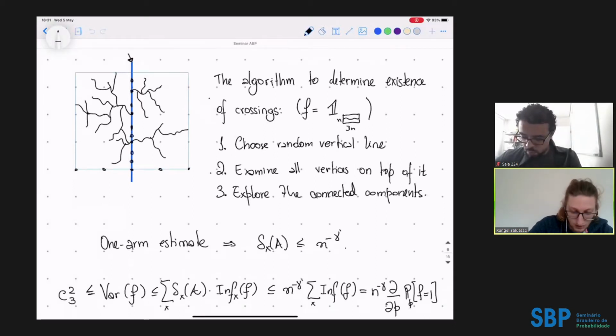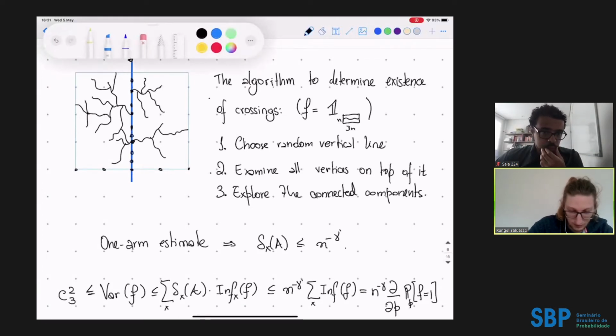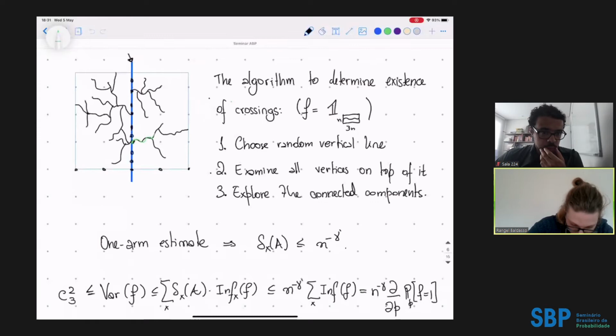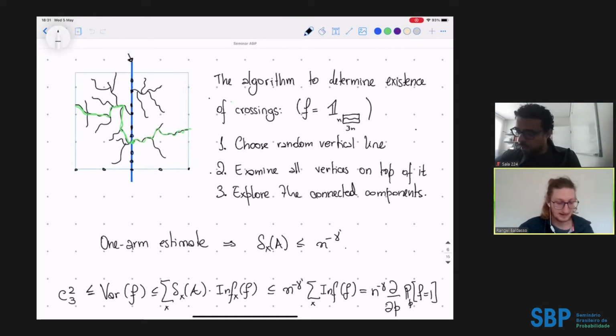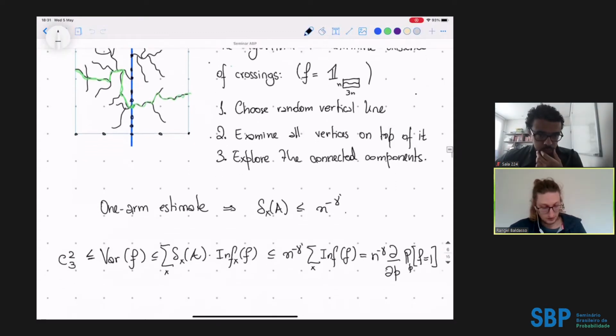In particular, if you have a crossing here, then you're going to explore it for sure, because at some point all these open sites are going to be explored, and you can determine its existence via this algorithm. And of course, if you don't have a crossing, you're going to know the whole connected component, and you won't be able to reach either the left or the right sides of the rectangle. Now what you need to do is estimate the revealment of this algorithm.